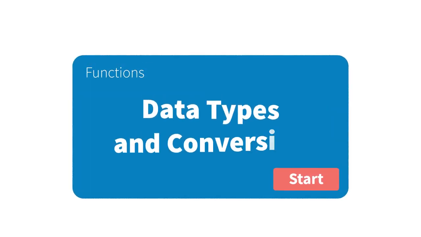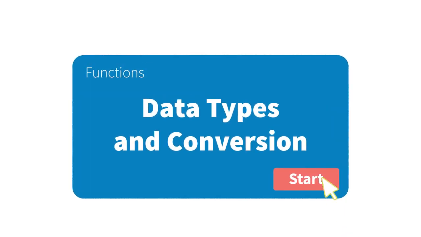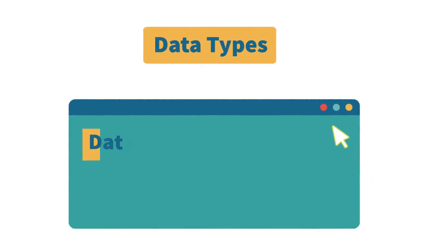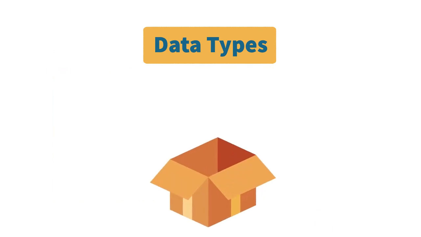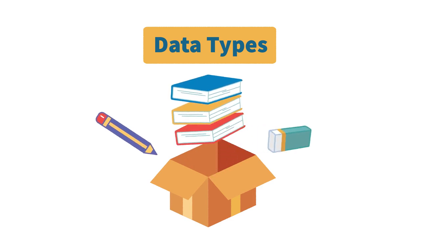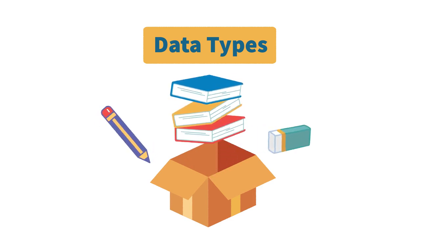Data types, and conversion. Data types are the different kinds of data we can store in a variable. Remember how we compared a variable to a box? Data is like the contents of the box, like the random stuff you put in there for storage.